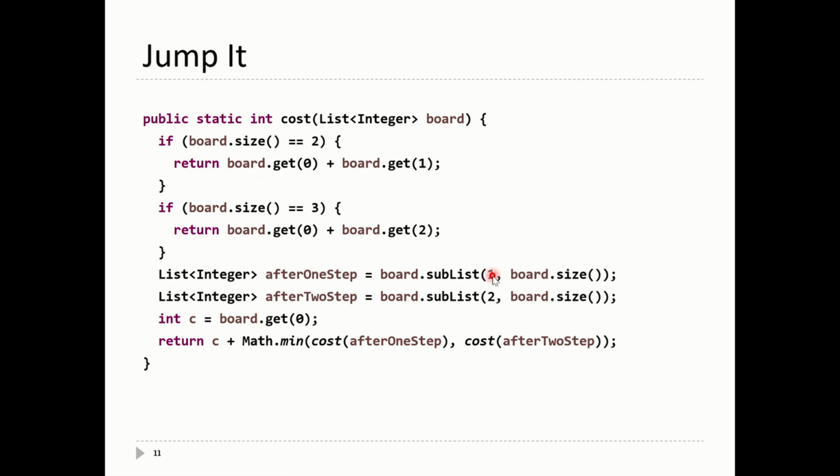So starting at index 1, going up to the end of the board, it gives you back that part of the list. So that was easy. What about taking 2 steps?